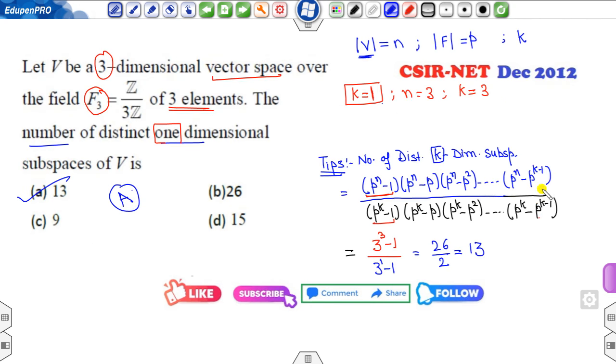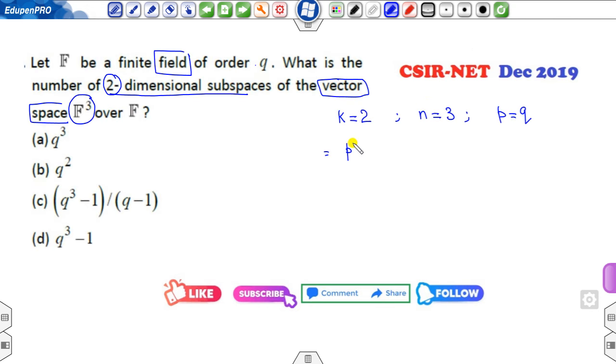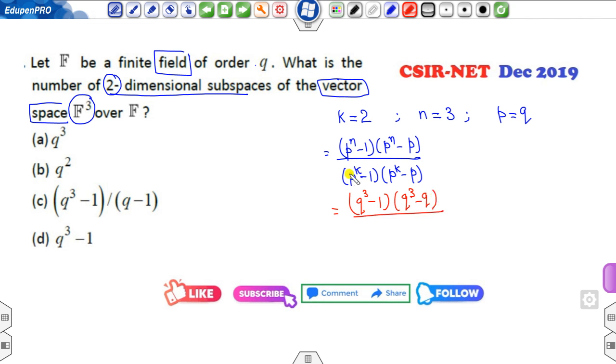Now once K is equal to 2, you can see it's 2 minus 1, that is the first two terms. So your formula will be P raised to power n minus 1, P raised to power n minus P, divided by P raised to power K minus 1, P raised to power K minus P. Now you can substitute the values. P is my Q, so Q cube minus 1, Q cube minus Q, divided by Q square minus 1 and Q square minus Q. Clearly this term and this term will be cancelled out. One Q is left, Q cube minus 1.